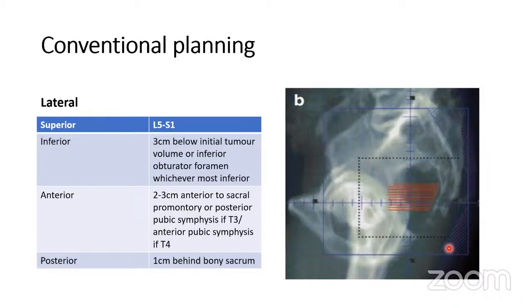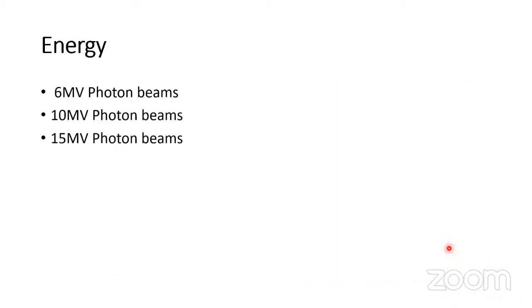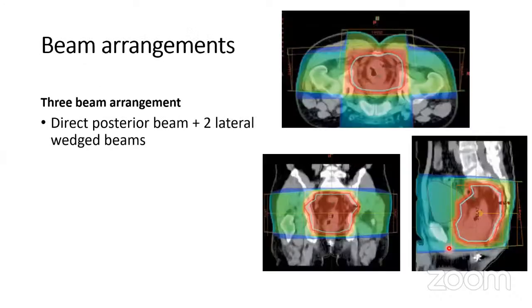is covered. Now coming on to the energy, we generally use 6 MV photon beams, and you can use anything from 6 to 15 MV depending upon the separation of the patient. So the simple beam arrangement would be a 3-beam arrangement where we go for a direct posterior and then 2 lateral wedged beams to decrease the hotspot.